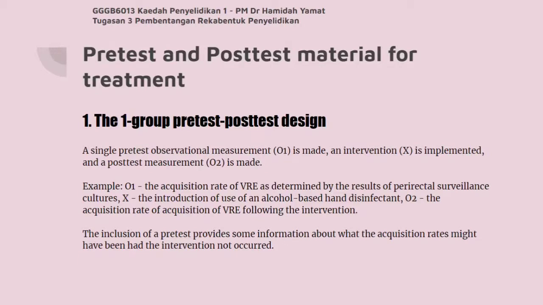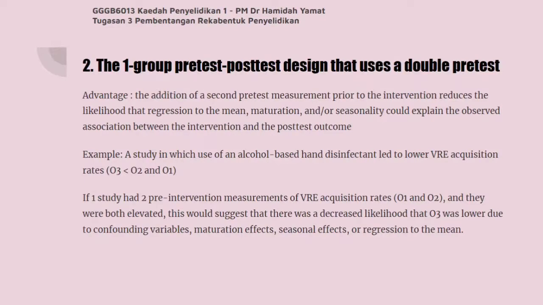So we can say that the inclusion of the pre-test provides information about what the rate could be if the intervention was not carried out. Moving on to the second sample. The second sample is also the acquisition of VRE, right? The one group pre-test post-test design that uses a double pre-test. In easier words, two pre-tests are conducted before an intervention is introduced and then the post-test is taken.